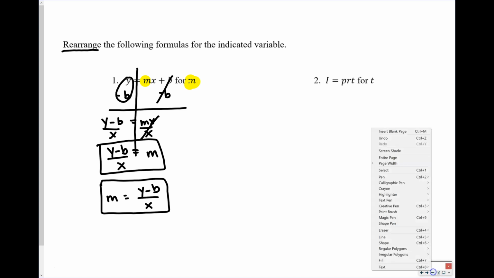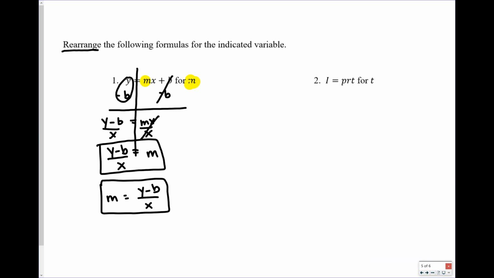This is an interest formula. Okay. We use this a lot in banking and in calculating interest when you invest in something. It's interest equals principal, rate, and time. So I want to solve this for t. So I know my variable is t.